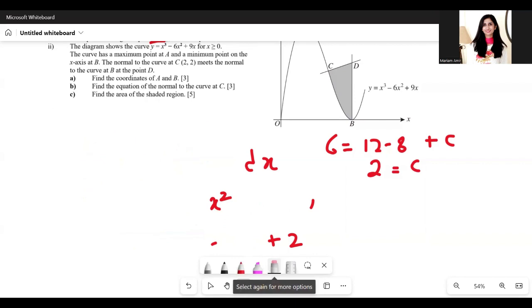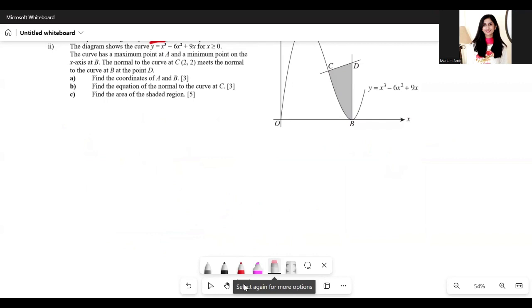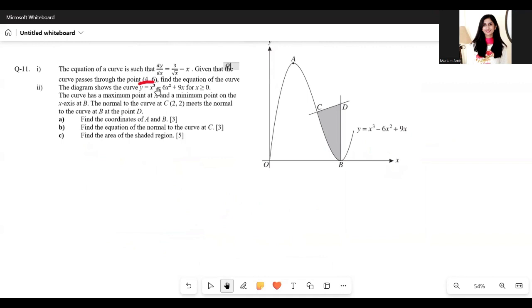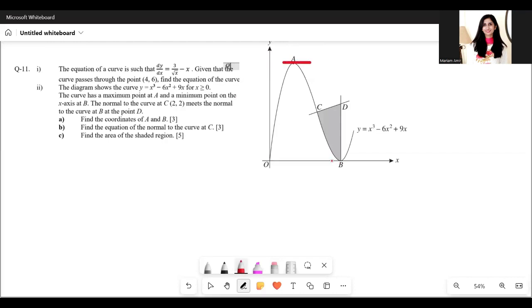Part 2 says the diagram shows another curve. Okay, so the diagram shows this curve, a cubic curve, and the curve has a maximum point at A and minimum point at B. So we know at maximum dy by dx equals 0. Also at the minimum dy by dx equals 0. The normal to the curve at C (2, 2) meets the normal to the curve at B. Okay, so this is the normal to the curve at C, and this is the normal to the curve at B. That's just a vertical line.